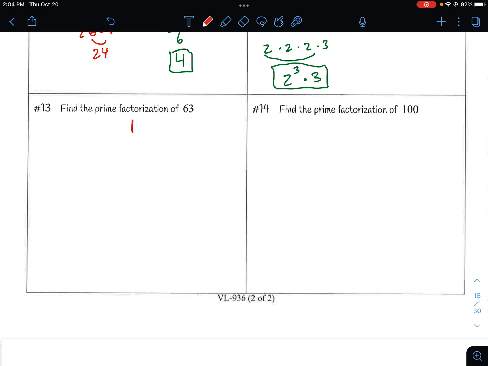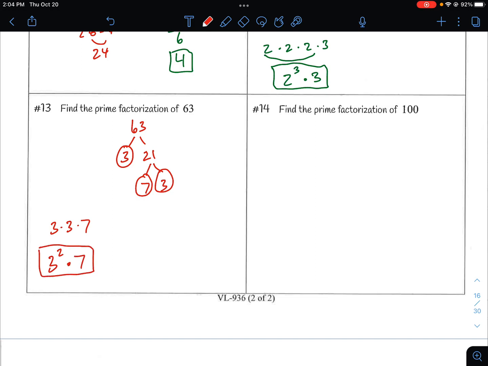Let's do 63. Prime factorization. It's divisible by 3. Let's see, 3 goes into 60 20 times, and 3, that's 21. You could have also said 7 times 9, I believe. 7 times 9 also would have worked. So 3 and 21. 3 is prime. 21 is 7 times 3. And both 3 and 7 are prime. I have another 3 and I have another 7, so that's 3 two times, and then 7 once. So 3 to the second times 7.